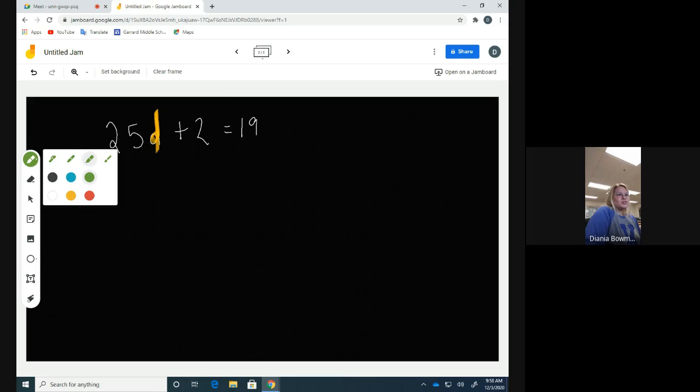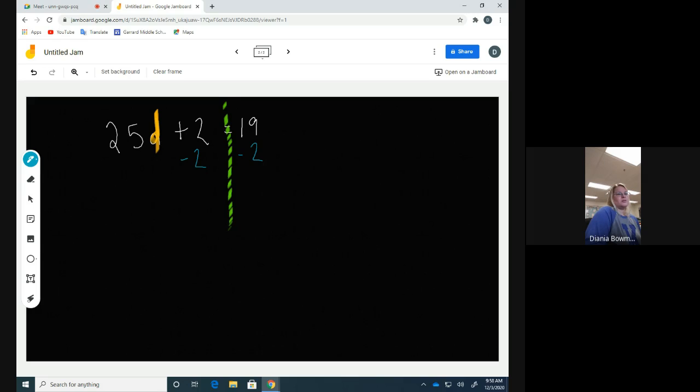Remember, our equation has two sides. The equals divides it into two sides. So I have 25 times D and I have plus 2. So Garrett, I have plus 2. You are correct. So what's the opposite of plus 2? Minus 2. Good, Logan and Garrett. I'm going to minus 2 from both sides. This is going to leave me 25 times D on this side plus a 0, 17 on the other. So I don't have to write that 0.